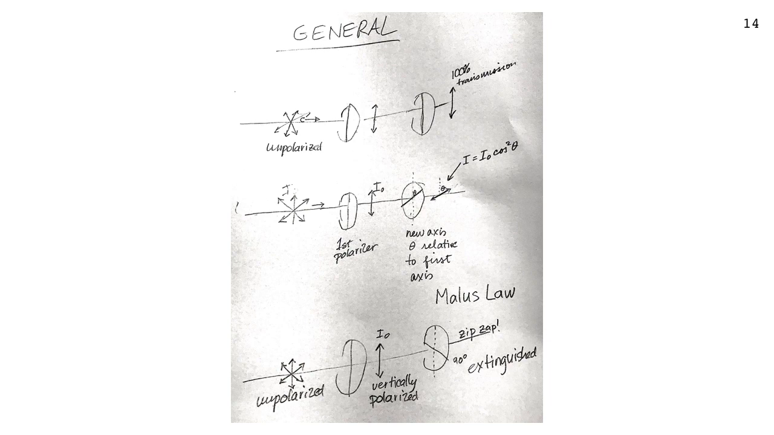Now, remember, if you want to see nicely drawn diagrams instead of my kind of sketches, just type in Malus's law and you'll see lots of diagrams of that. So unpolarized gets polarized, then gets semi-extinguished here. Now the other, this is 100% transmission.